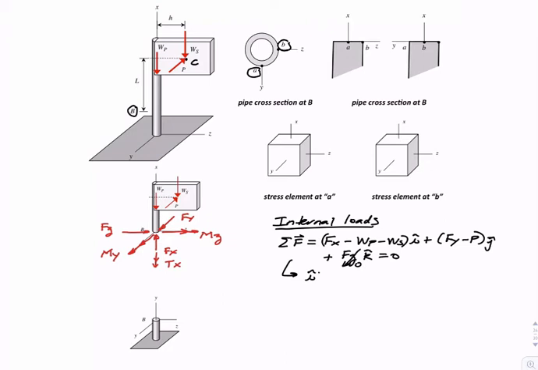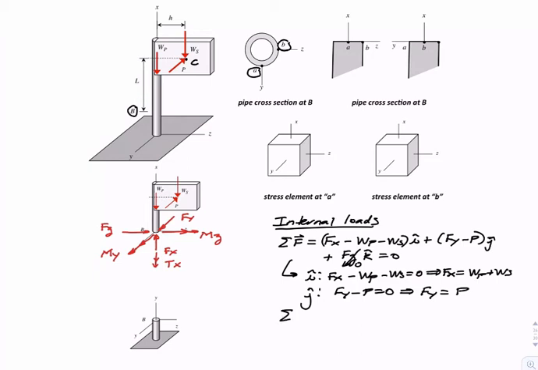The i components give us Fx minus the weight of the pole minus the weight of the sign is equal to 0. So we know that the reaction force in x is just the total weight. And summing forces in the y direction gives us an expected result, I think, in that the reaction in y is equal to the wind force, P.